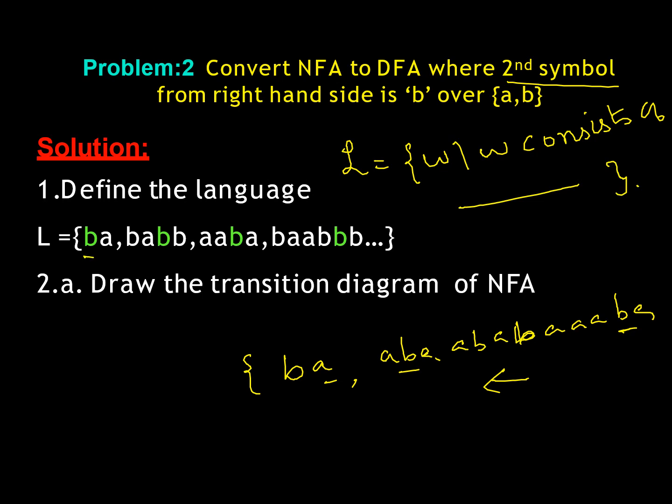So see, this is a very basic string. I said, from the right hand side the second symbol is B. So I should have B. You can see here, from the right hand side the second symbol is B. The last before one symbol should be B. That's what it means.